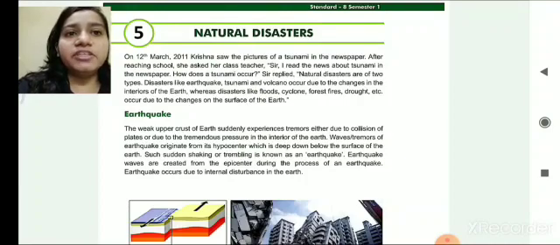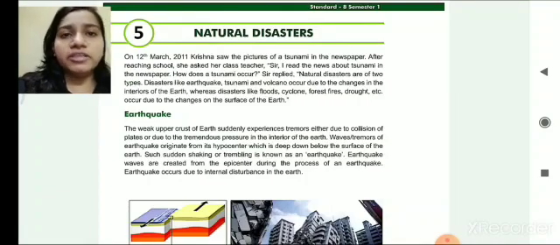So in reply to the question, the sir replied, natural disasters are of two types. Disasters like earthquake, tsunami, volcano occur due to the changes in the interior of the earth. That means the disasters which occur due to the changes that are happening inside the earth or in the inner structure of earth, those are known as the changes in the interior, whereas the disasters like flood, cyclone, forest fire, etc. occur due to the changes on the surface of the earth. That means on the upper surface of the earth, such are known as the changes on the exterior of the earth. So here we are going to discuss each type of natural disaster in detail.